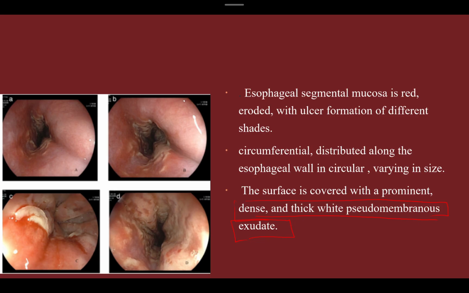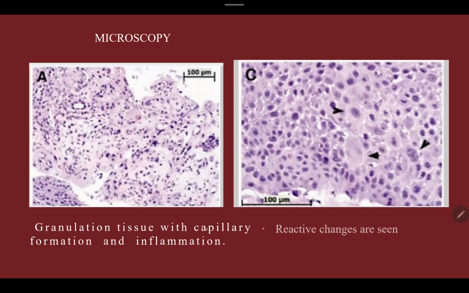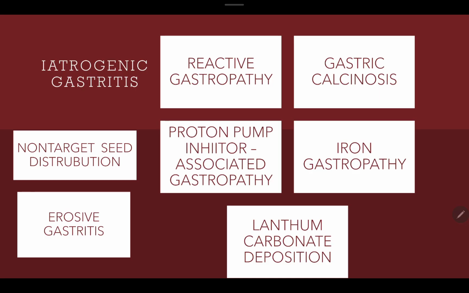What are the microscopy findings? In microscopy we can see granulation tissue with capillary formation and inflammation. We can see granulation tissue formation, and reactive changes are also seen.